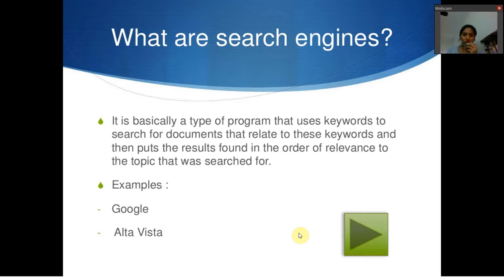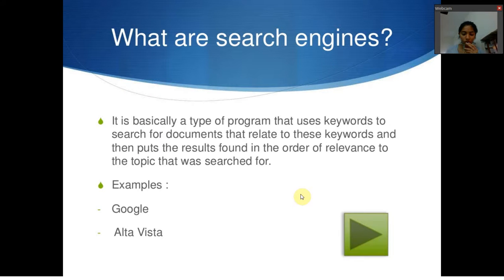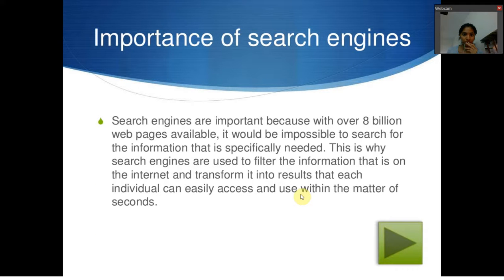A web search engine is a type of program that uses keywords to search for documents that relate to the specific keywords that the user types in. Depending on the results found, it will display that information or document to the one who requested it. Here we have examples of Google and AltaVista.